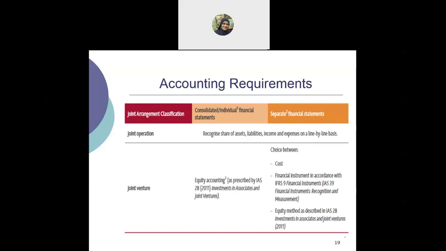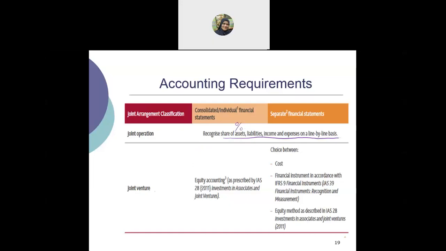So for joint arrangements, we have two types. Here are the accounting treatment requirements for joint operations. For a joint operation, we're going to recognize shares of assets, liabilities, income, and expenses on a line by line basis. Recognizing shares of assets and liabilities is based on the percentage, like the one that we did in the previous example. That one is for joint operation.